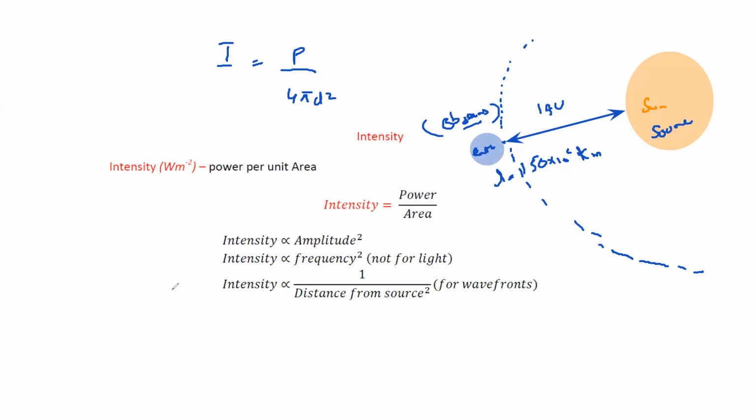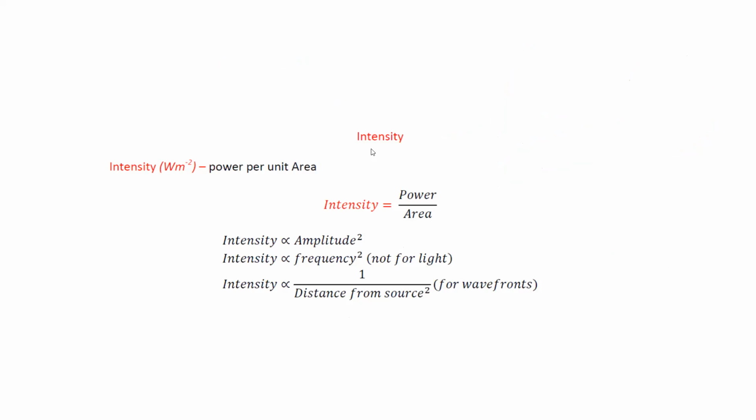Is this question clear? The explanation of intensity: intensity simply refers to how much energy is coming on a unit area in 1 second. Because it's always about area, we always take 4 pi d square.